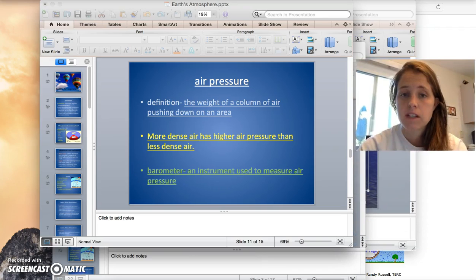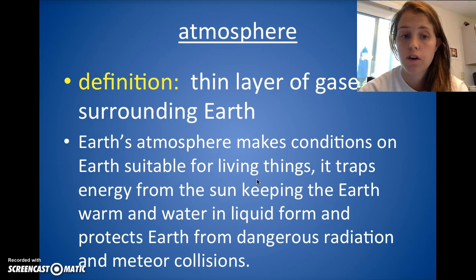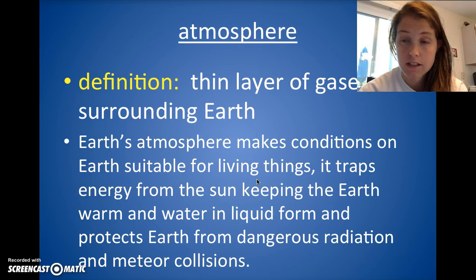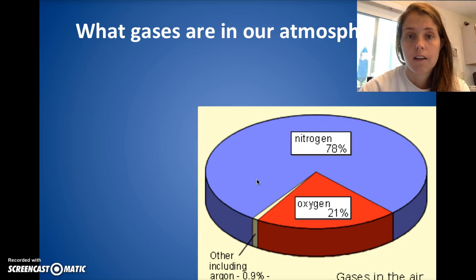So Earth's atmosphere makes conditions suitable for all living things. It's able to trap the energy from the sun and keeps it around the Earth so that it keeps the Earth warm. And the Earth's warmth is what allows water to stay in its liquid form rather than its solid or frozen form. And it also protects from radiation and meteors, which we'll talk about in a second.